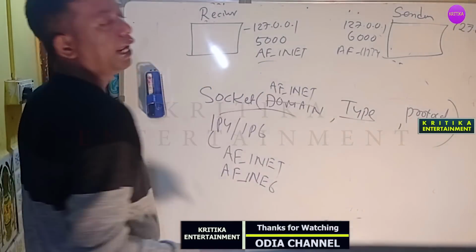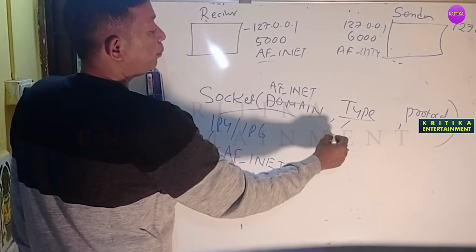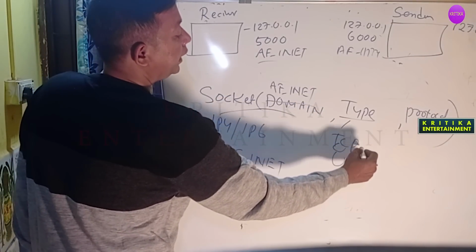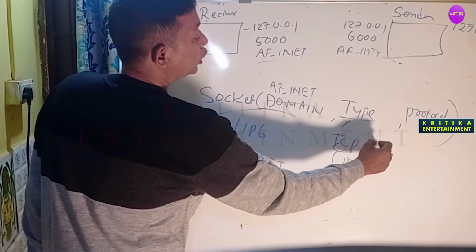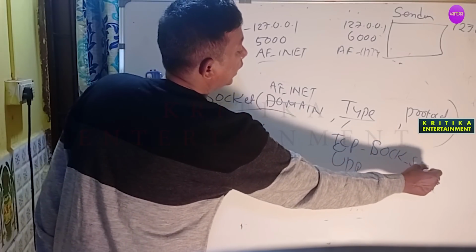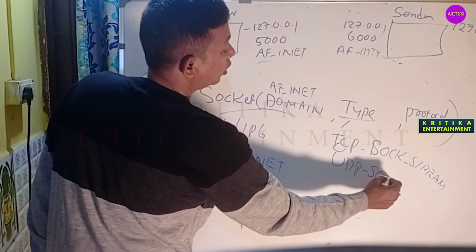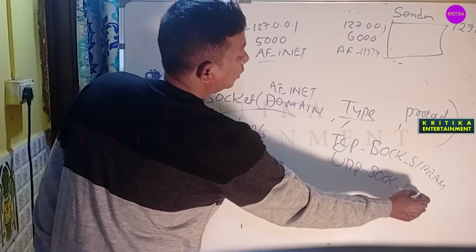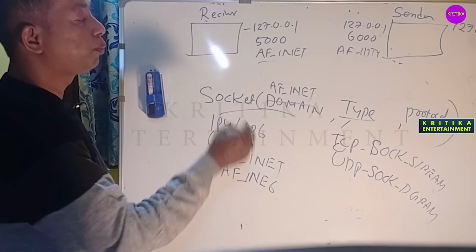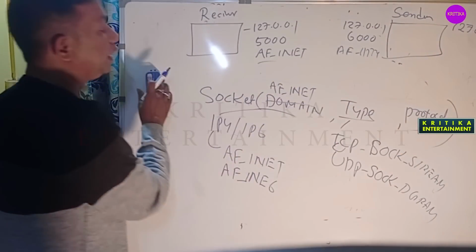Then type means which type of socket we are using, TCP or UDP. For TCP I will write SOCK_STREAM, and for UDP we will write SOCK_DGRAM. Then protocol: in the protocol we can assign three values.